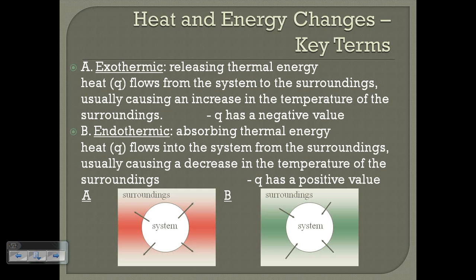And if the system is going to absorb heat from the surroundings, you have an endothermic reaction. Because heat is going from the surroundings into the system, the surroundings end up feeling cooler than the system. So we give that a positive Q value.